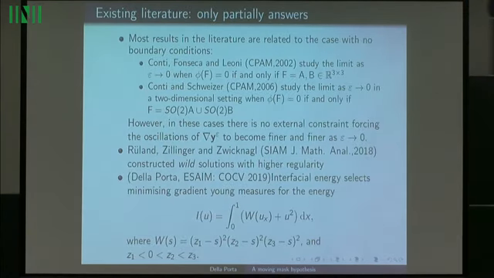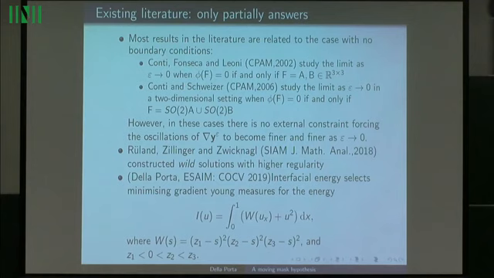So, for example, there are works by Conti, Fonseca and Leoni, or Conti and Schweitzer, which study the gamma limit of the energy just in the case of two wells, but under simplifying assumptions. The problem is that they don't take into account boundary conditions, and without boundary conditions, there's no force that causes fine oscillations of the microstructure. So the result is not really relevant to the question I was asking.